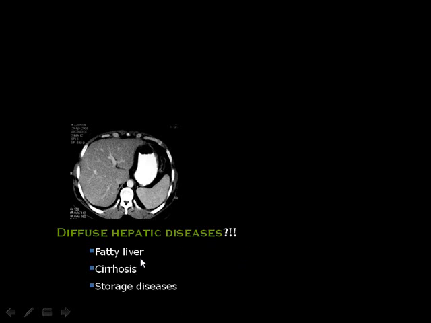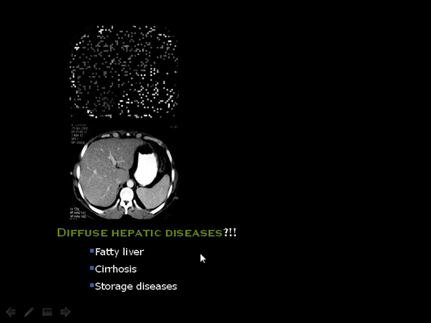Fat in the liver will decrease the density of the liver. Then you compare the density of the liver, which should be like the density of the spleen. And if you find that the liver density is slightly lower than that of the spleen, you know that this liver contains fat.